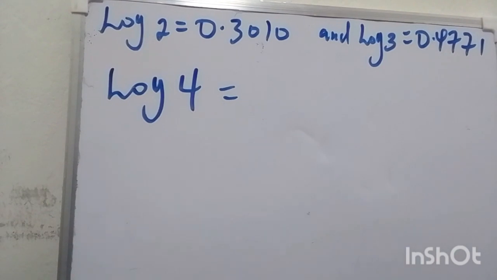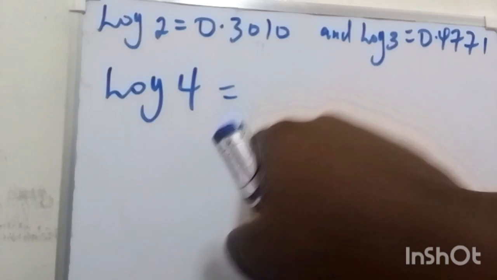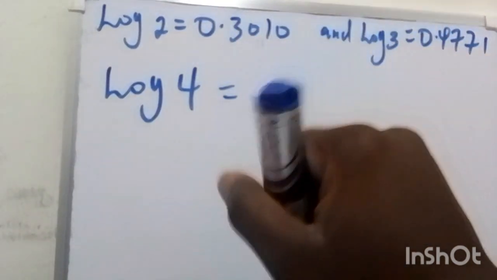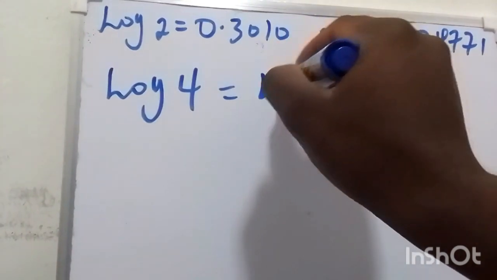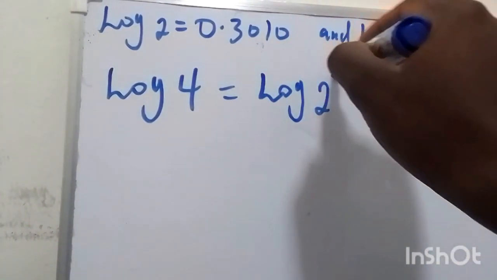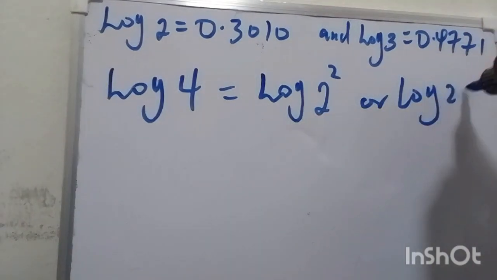Question says log 2 equals 0.3010 and that. Solve log 4 without using calculator. How do we solve it without using calculator? Take note of that. If you use calculator, you will not get that answer. So what I'm going to do is to expand this 4. So I can decide to write it like this, log 2 power 2. Or I can decide it to be log 2 multiply 2.